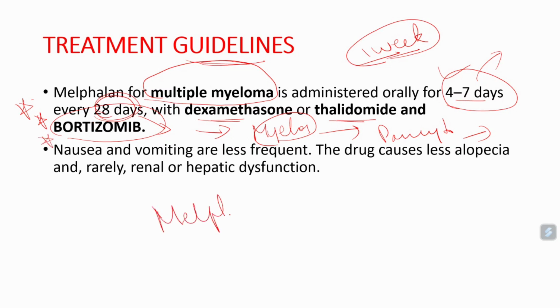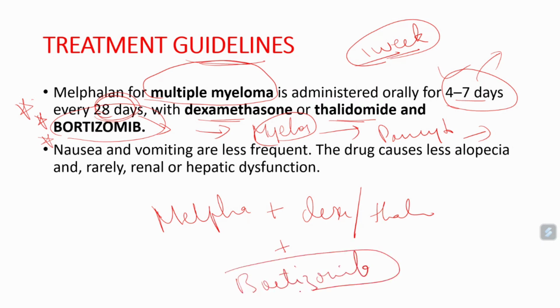Melphalan is main. Melphalan can be used. Melphalan plus dexa or thalidomide. Plus we can go with bortezomib. Actually, this bortezomib has different mechanism of action. That's why it will show synergistic action. So this is the treatment strategy we follow with melphalan in multiple myeloma.